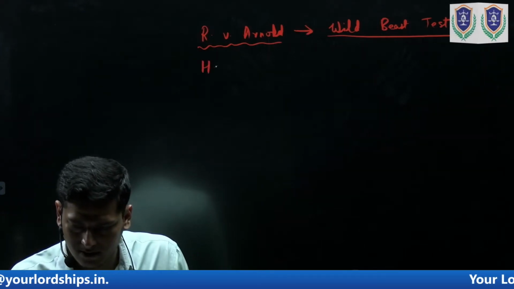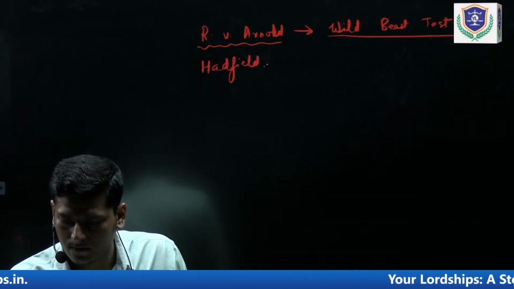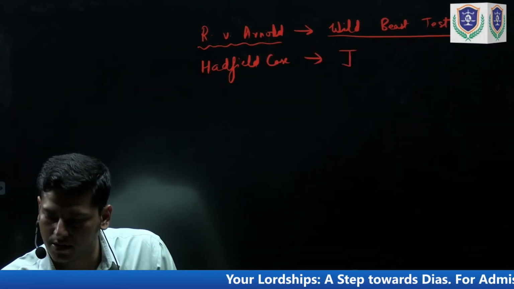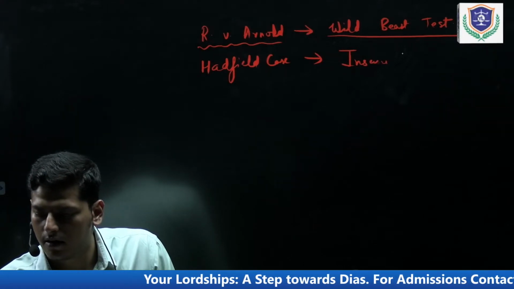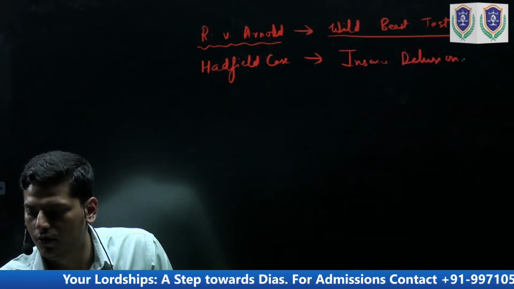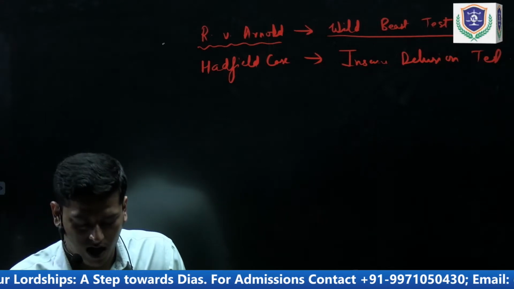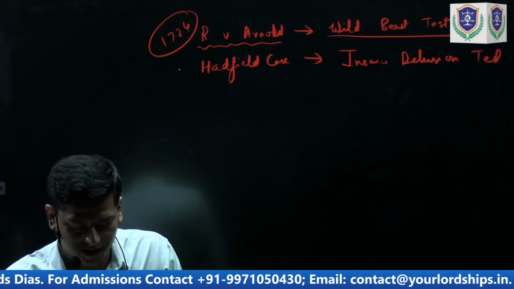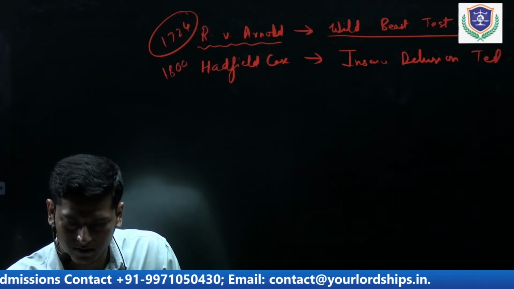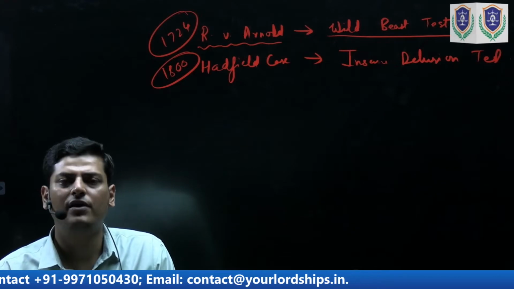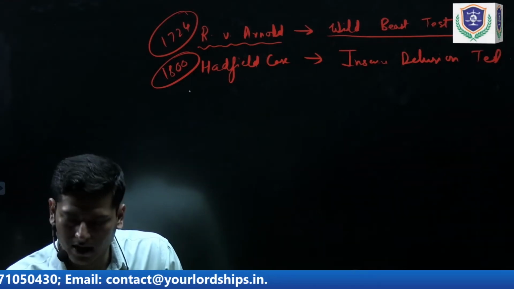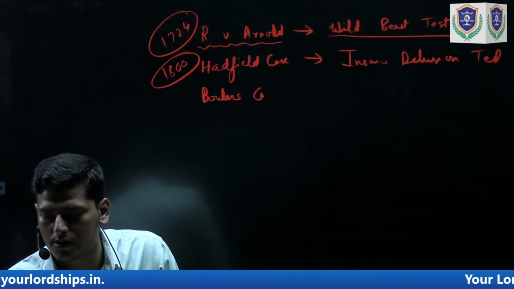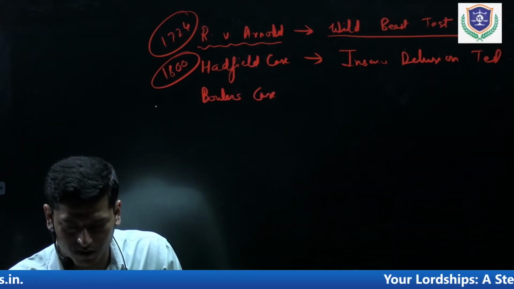Hadfield case है. Hadfield case में कौन सा टेस्ट इवॉल्व हुआ था? Insane delusion test. R versus Arnold केस है 1724 का. हैडफील्ड केस है आपका 1800 का. हैडफील्ड केस में क्या है? इंसेन डिल्यूजन टेस्ट. देन वी हैव द बोलर्स केस. बोलर्स केस, दिस इज ऑफ 1812.